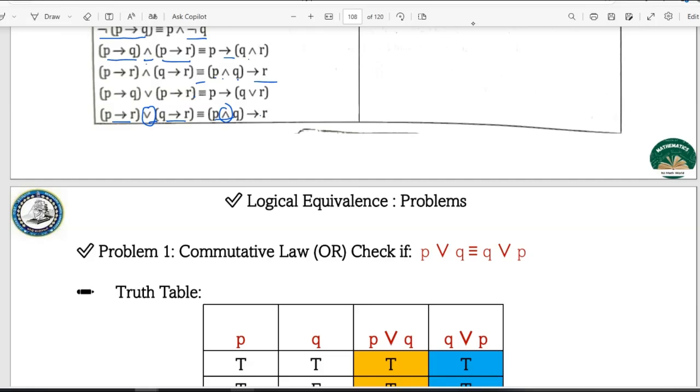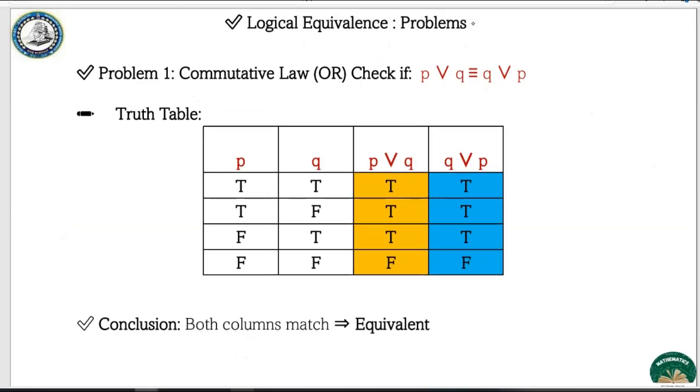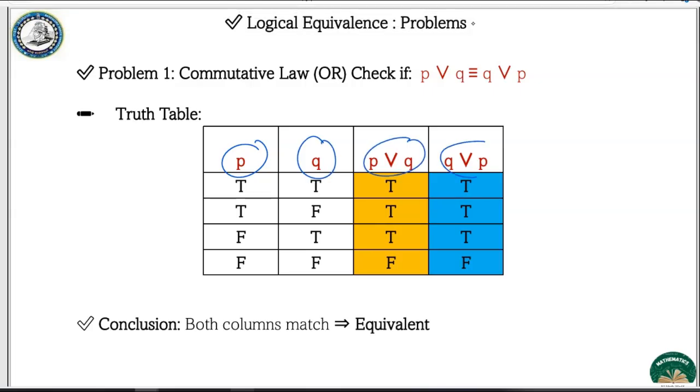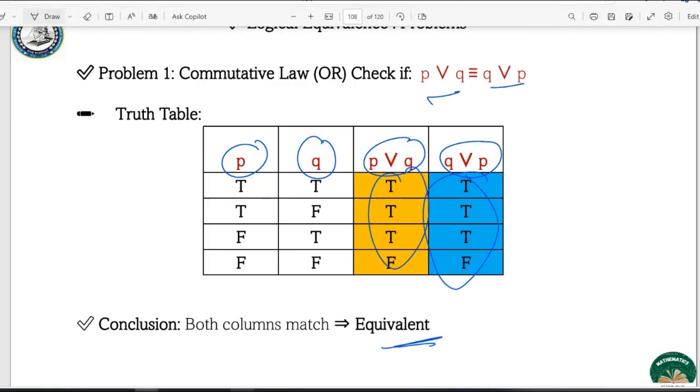So let's prove some of these. It is the commutative law. We can see here P, Q, P and Q, and Q and P. We can see that in both cases the values of the two, that is LHS and RHS, are the same. They are logically equivalent. Then you can go with the next one.